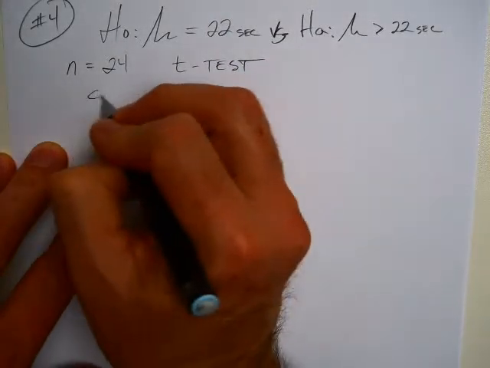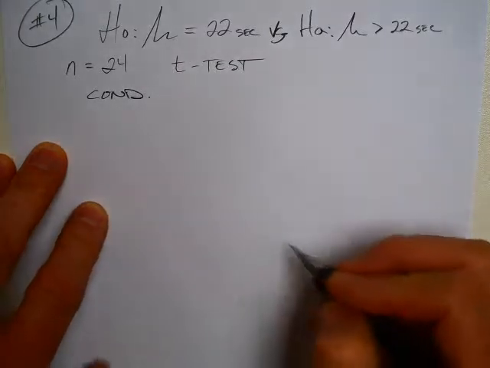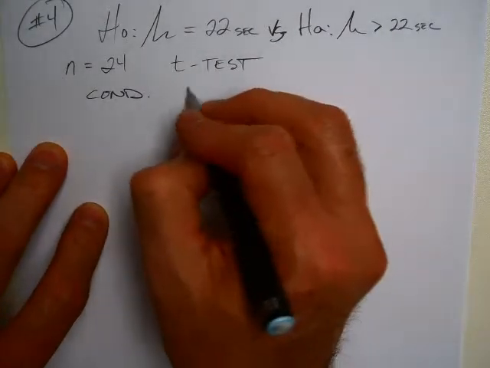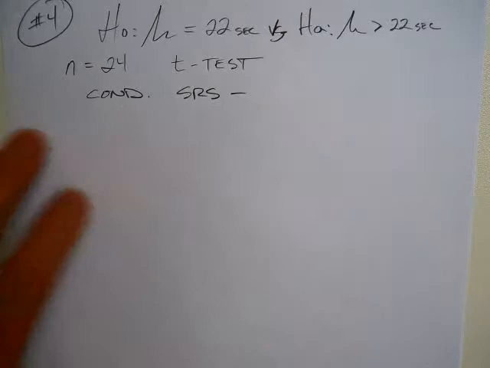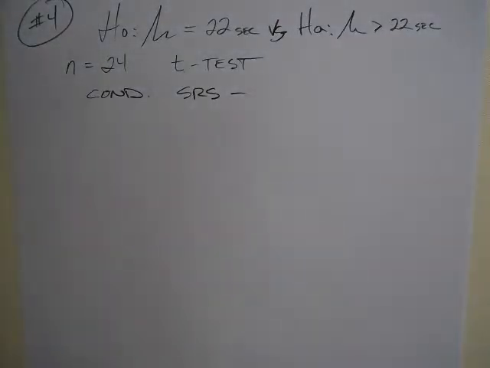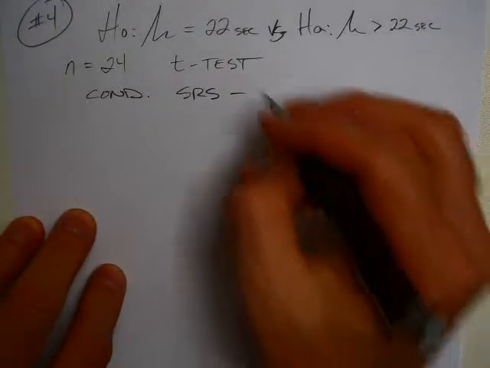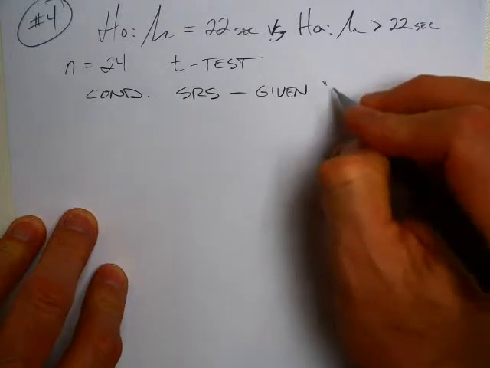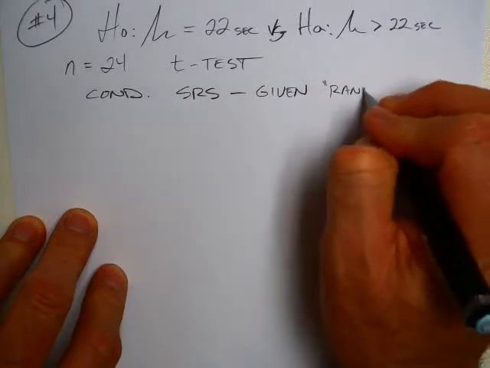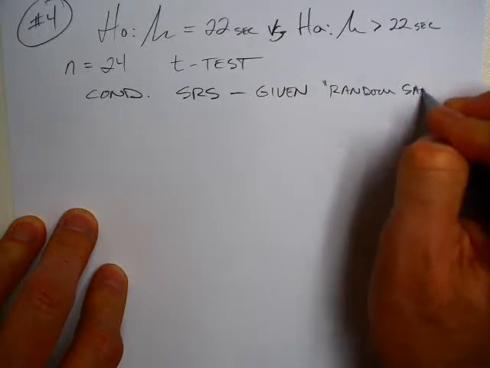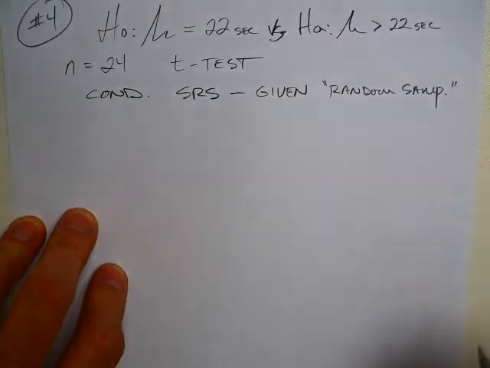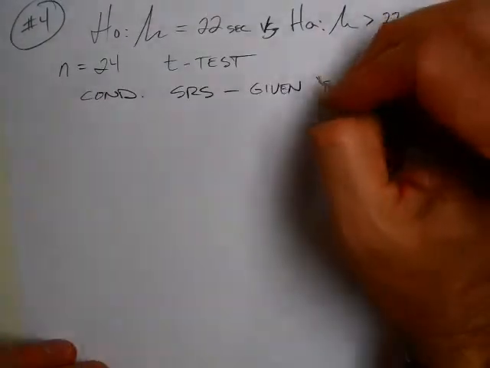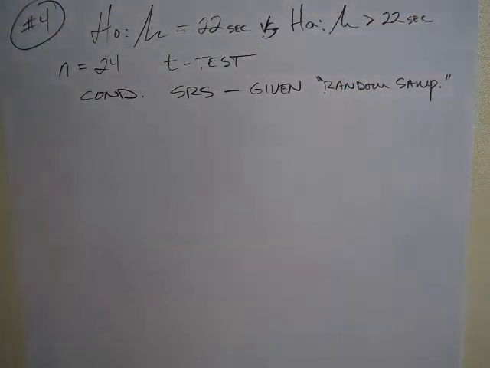Now I have to start with conditions. This is going to be the whole thing all in one deal. So is it an SRS? I didn't read this to you. Let's see. It does say researchers asked a random sample of 24 adults, so this is given. If I were doing this for the AP, I'd say random sample. If it were me, I'd do that just because then you're quoting where you got that out of the diction there.